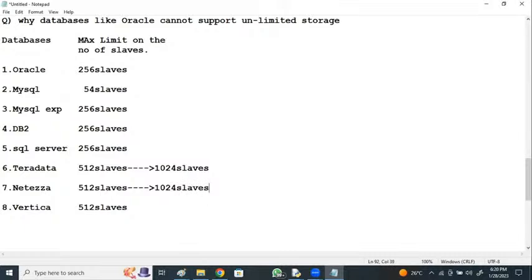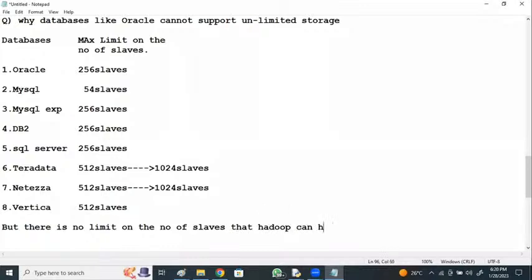Still, I cannot say that unlimited storage is possible, because once they get filled, they cannot support data further. But there is no limit on the number of slaves that Hadoop can have. Hadoop can have an unlimited number of slaves.